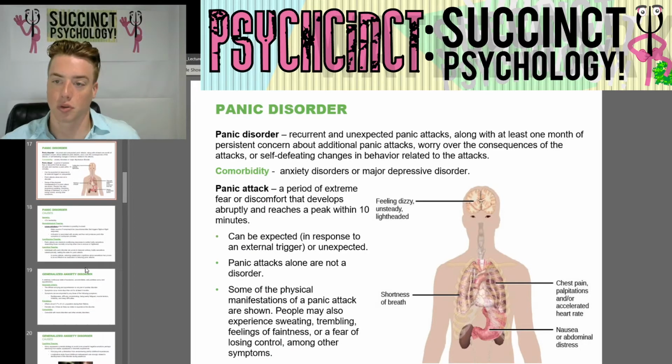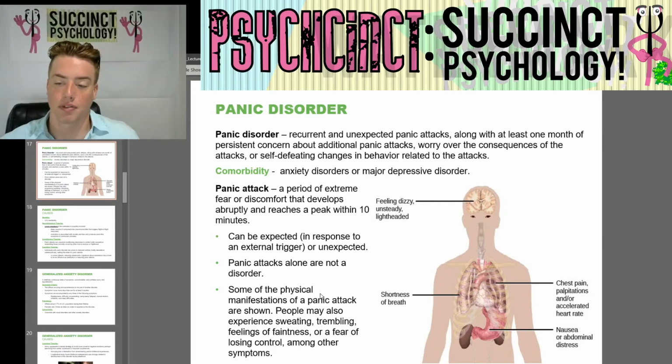Next, we have panic disorder. So panic disorder is recurrent and unexpected panic attacks along with at least 1 month of persistent concern about additional panic attacks and worry over the consequences of the attacks or self-defeating changes in behavior related to the attacks. So as for comorbidity, there's a high comorbidity between anxiety disorders and major depressive disorder. A panic attack is a period of extreme fear or discomfort that develops abruptly and reaches a peak within 10 minutes. It can be expected in response to an external trigger or unexpected. Panic attacks alone are not a disorder.